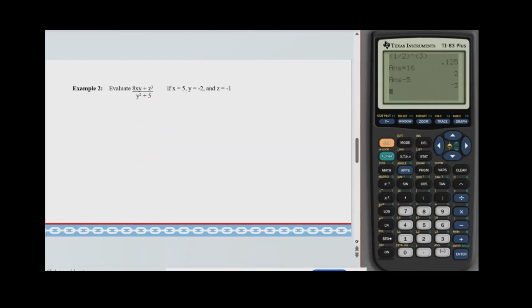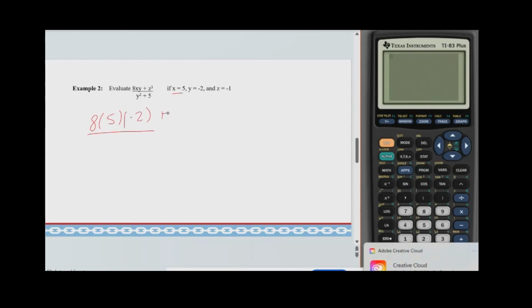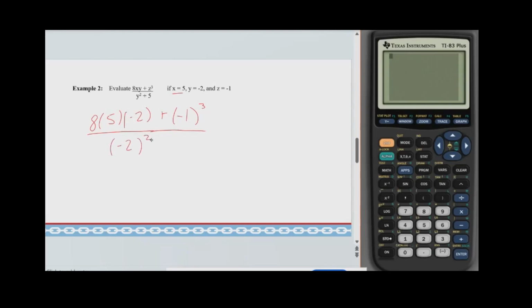This one is much more complicated, so it is super important that we get things set up correctly. I'm going to start by putting my fraction bar, and the 8 is going to transfer. I'm going to substitute in my x value of 5 times y, which is negative 2, and then plus z to the third, negative 1 to the third power. Okay, my denominator then is simpler, y squared, so negative 2 squared plus 5.